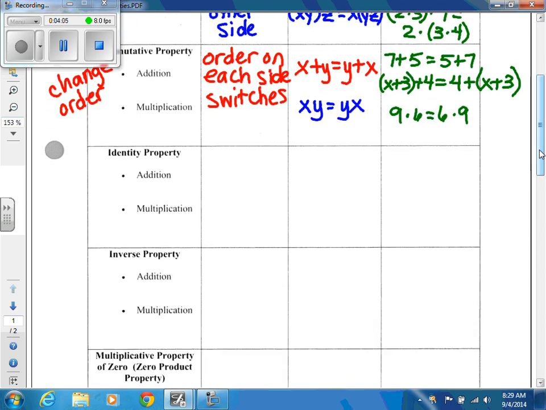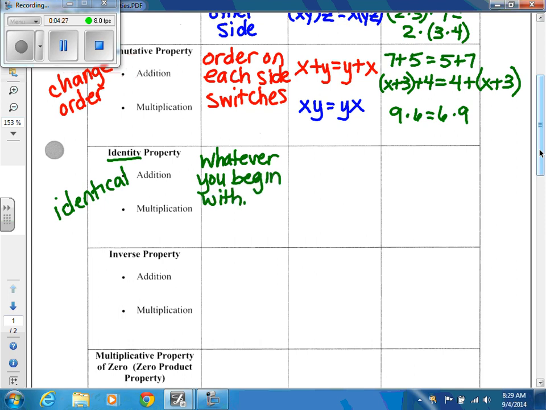The next one is the identity property. Okay? And the way I would like you to remember that, or to make it easier for yourself, is remember the word identical. Okay? When something is identical to each other, they're exactly the same. So the main idea behind this one is whatever you begin with, you're going to end with. So you're going to have the same identical answer to whatever you started with.